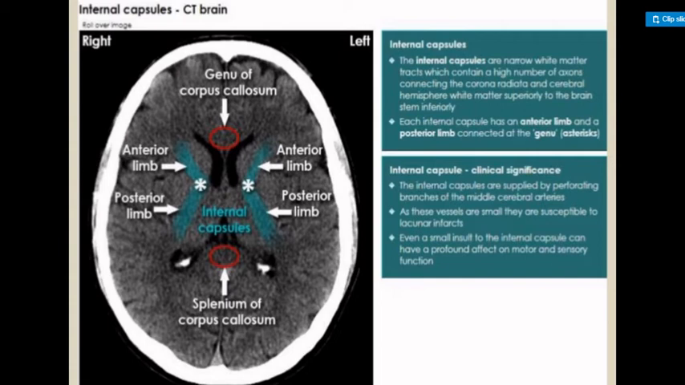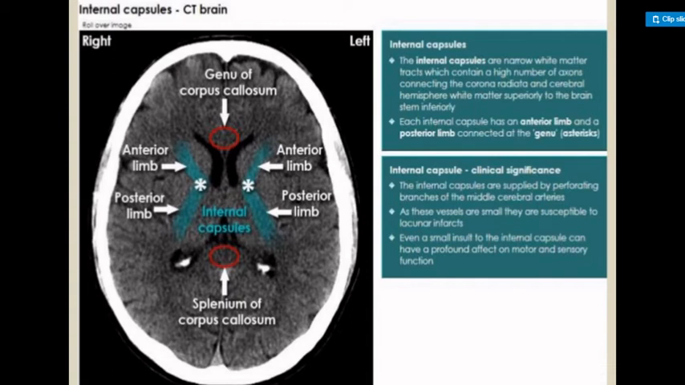Internal capsule. The internal capsule is a narrow white matter tract which contains a high number of axons connecting the corona radiata and cerebral hemisphere white matter superiorly to the brainstem inferiorly. Each internal capsule has an anterior limb and a posterior limb connected at the genu. Genu means the region between the anterior limb and the posterior limb, as seen here in the CT scan.